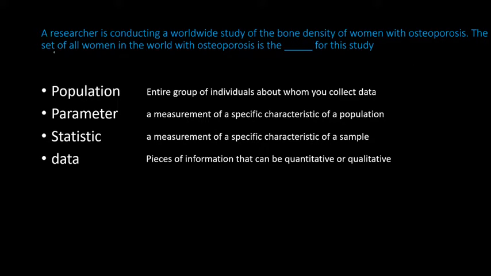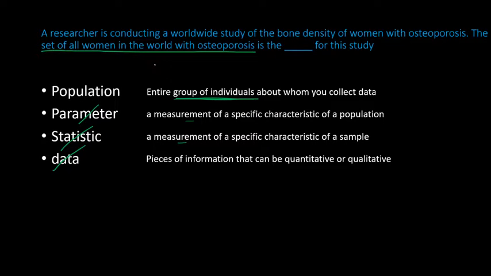So the question is, the set of all women in the world with osteoporosis, what is that representing in this study? Well, right away, I can eliminate data because the set of all women in the world with osteoporosis, that's not really data, that's a group of people, right? It's a group of individuals. And so it's not a statistic either. And it's not a parameter, it's not a measurement of something, right? What we're talking about is a group of individuals, this group of women that have osteoporosis.